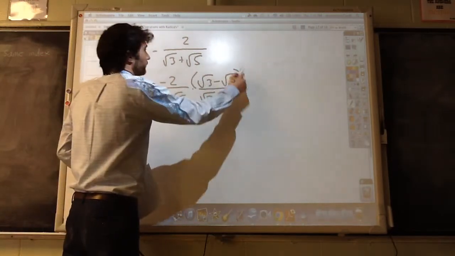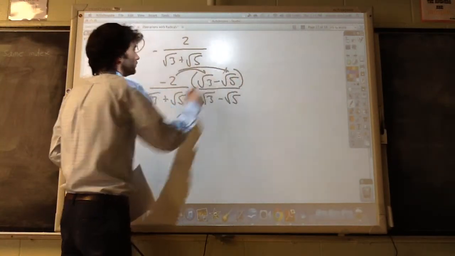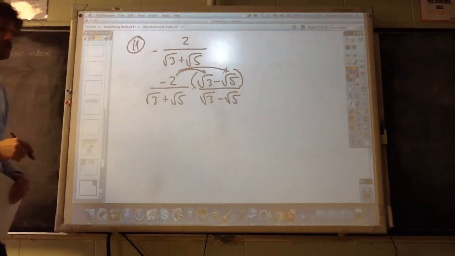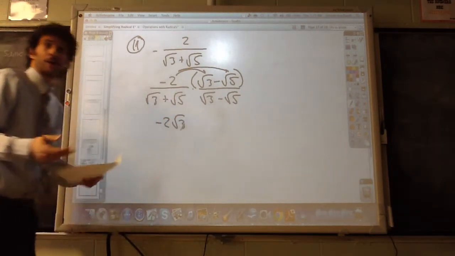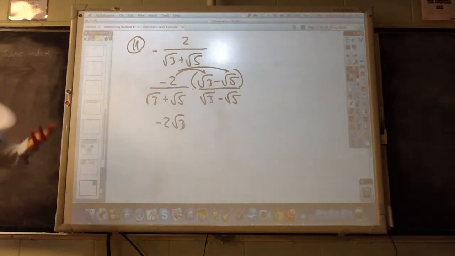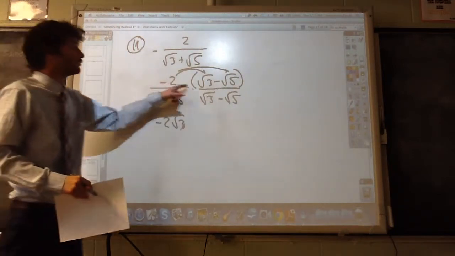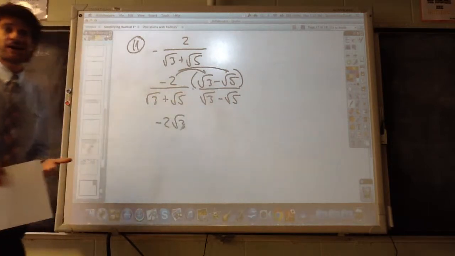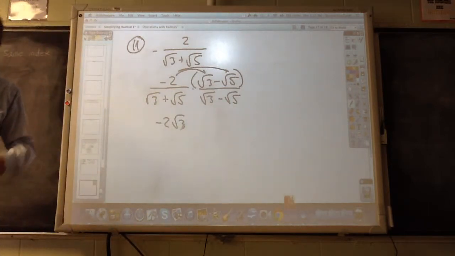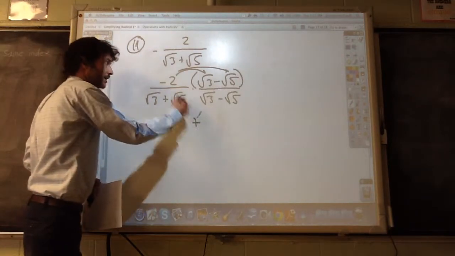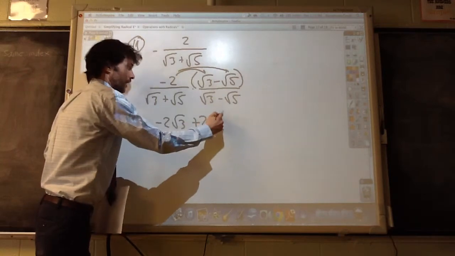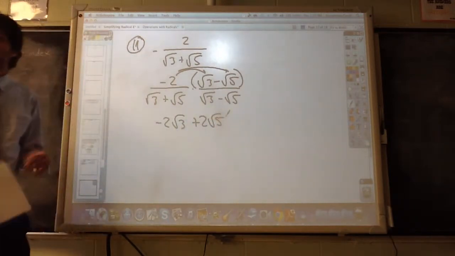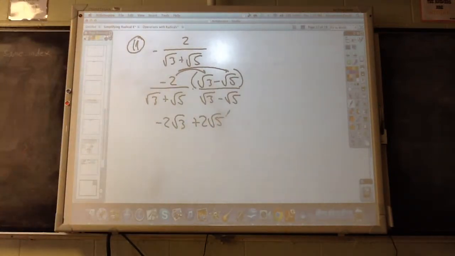Okay, on the top, I would distribute. -2 times the square root of 3 is just -2 times the square root of 3. You can't put them together. One's in the radical and one's not. -2 times negative square root of 5, well, it's a negative times a negative. We're all comfortable with those sign rules, I hope. So that definitely means positive. Negative times negative is positive. 2 times the square root of 5. I can't multiply the 2 and the 5 because one's in the square root and one is not.